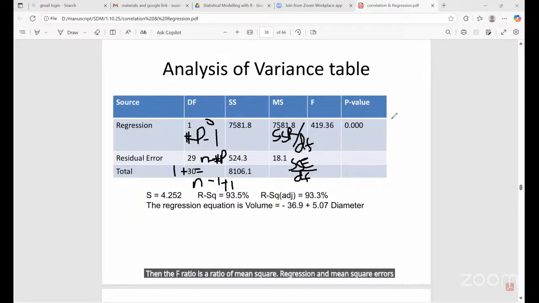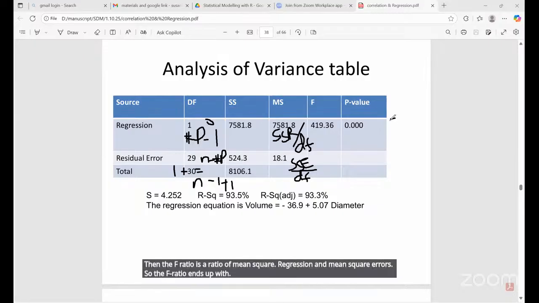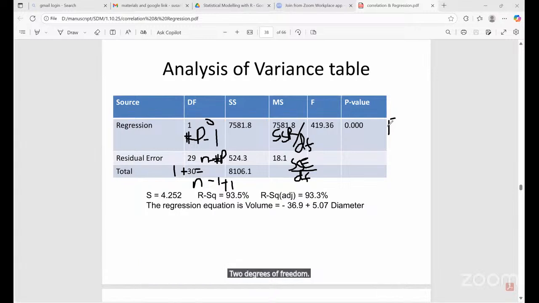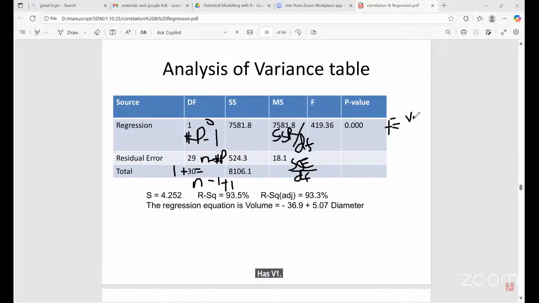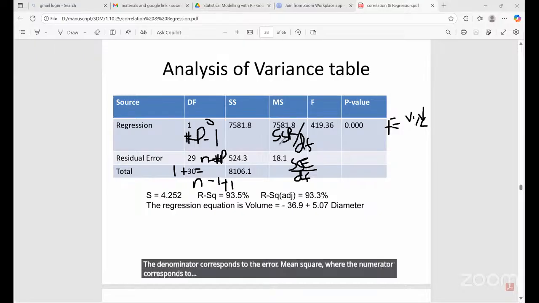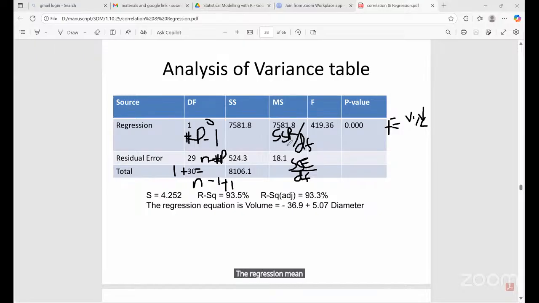The F ratio ends up with 2 degrees of freedom, the numerator and the denominator. So the F has V1, V2 degrees of freedom, where V1 is the numerator and V2 is the denominator. The denominator corresponds to the error mean square, while the numerator corresponds to the regression mean square.